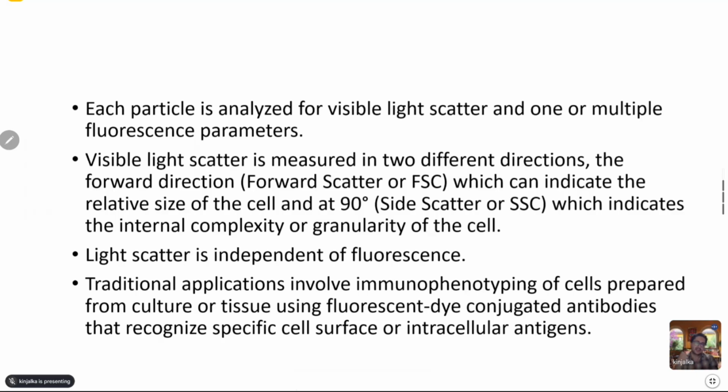When you use the word fluorophore, what it essentially means is that when it is stimulated with a laser, it gets excited. After it comes back from the excited state, it emits light. This is how the fluorescence works. Traditional applications of flow cytometry involve immunophenotyping of cells prepared from culture, tissue, marrow, or plasma, and those kinds of samples. They basically recognize specific cell surface or intracellular antigens.